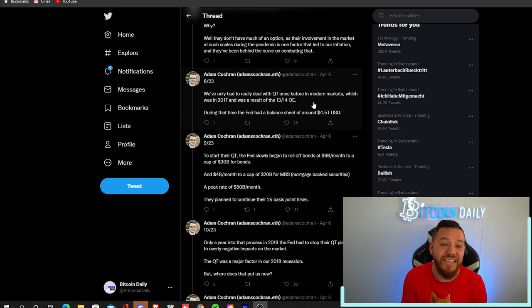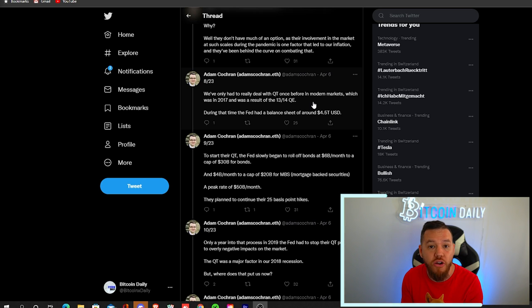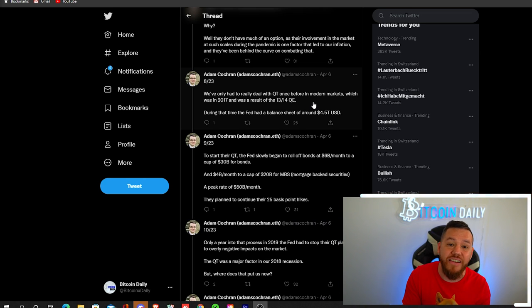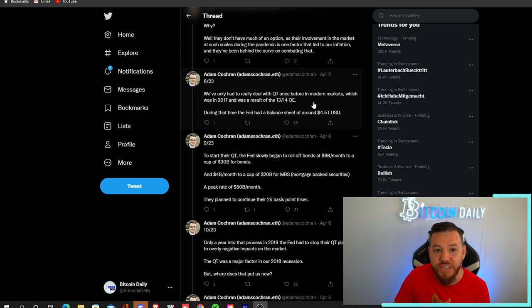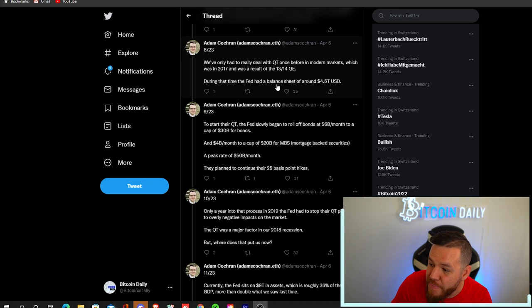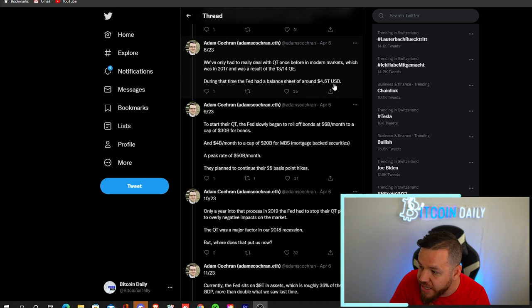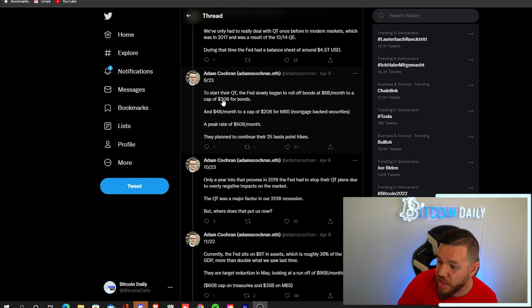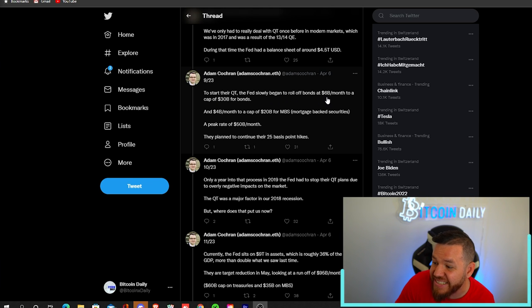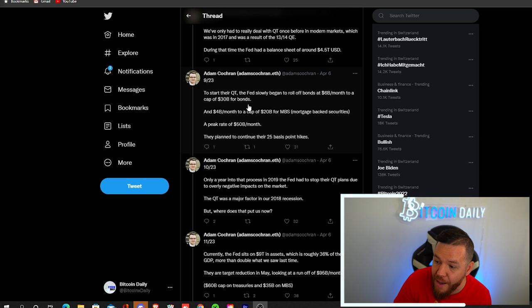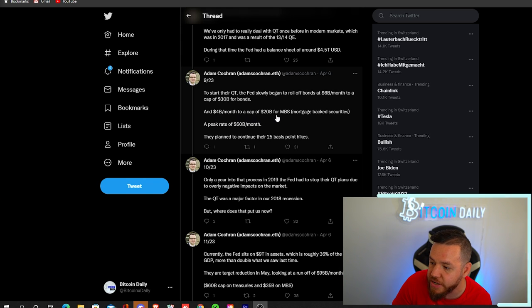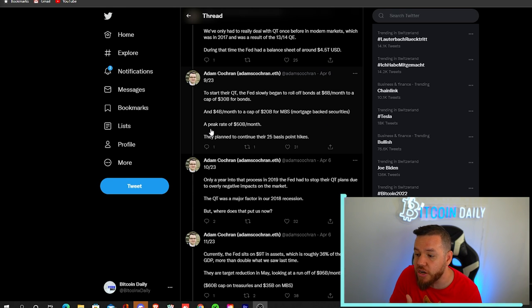We've really only had to deal with quantitative tightening in modern markets once, which was back in 2017, which was the result of the quantitative easing in 2013 and 2014. Look at this. During that time, the Fed had a balance sheet of around $4.5 trillion. Keep that number in mind because it's very important. Now, to start the quantitative tightening, the Fed slowly began to roll off bonds at $6 billion per month to a cap of $30 billion for bonds, and $4 billion per month to a cap of $20 billion for MBS, or mortgage-backed securities. So this had a peak rate of around $50 billion per month.